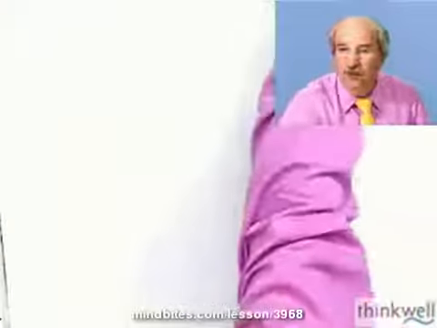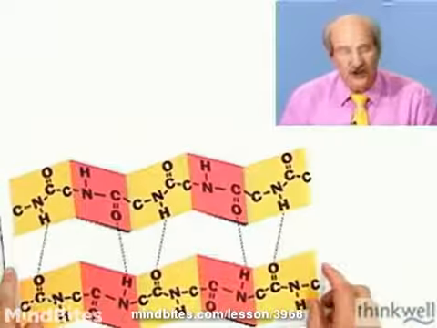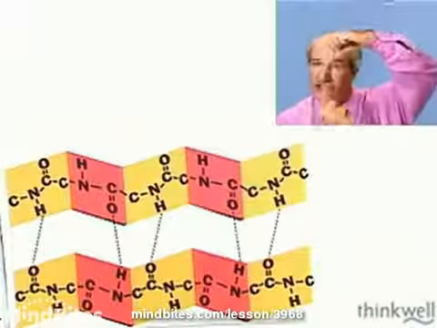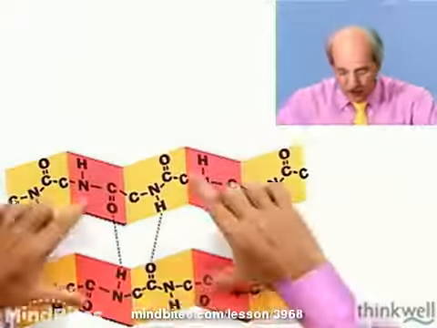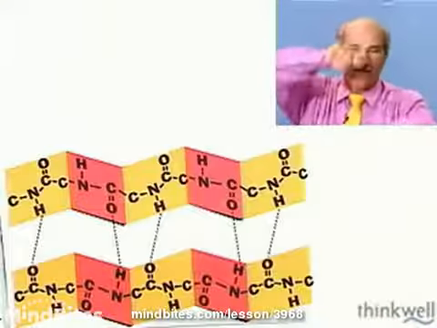Sometimes, simply by rotating the angle of that bond, you can get sheets instead of helices. And so you get these beta-pleated sheets where they will lay side by side and form V's.